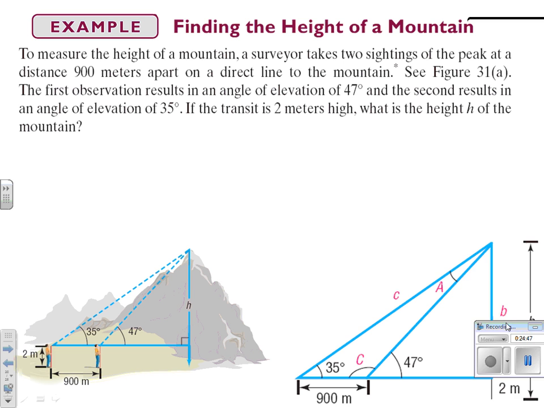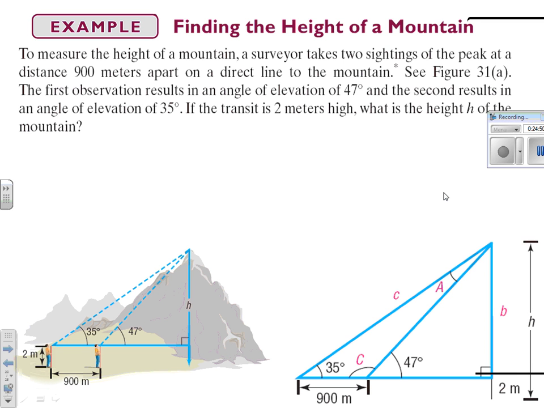So the first thing we do is we separate out and write just the triangle so we can get a clear view of how we're going to solve this. So we have this oblique triangle. It's got angle A, 35 degrees, angle C, 900 meters, and side C. It shares a side with this right triangle here, which has an angle of 47 and a height of 2 meters plus whatever the height off the ground is.